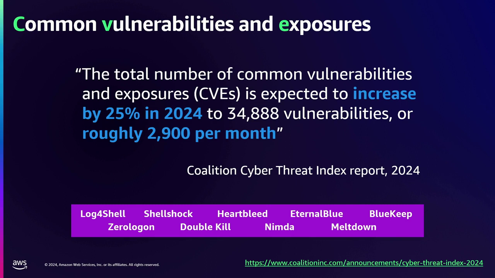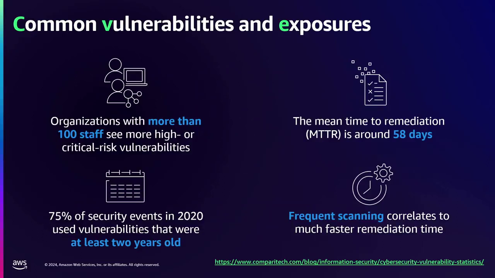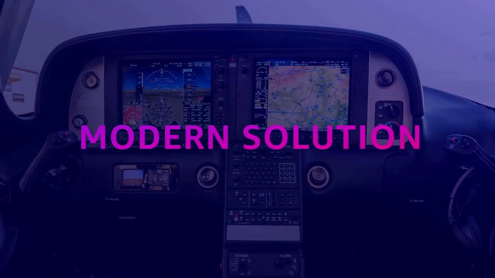This is only going to grow, right? We're expecting growth by the end of this year to about 2,900 common security vulnerabilities per month. And what are the organizations that are more likely to be exposed to this? This is usually the larger companies. They're surprisingly still taking a lot of time to remediate. And the vast majority of those security incidents come from these common vulnerabilities. So it's really important to get a modern solution to get ahead of it. So with that context, I'm handing it over to you to jump into the technical modern solution.